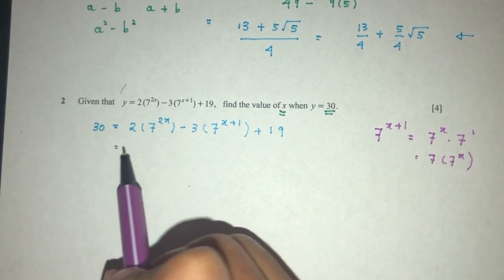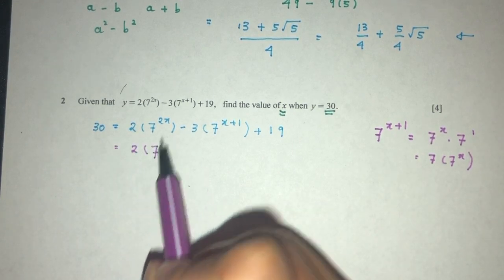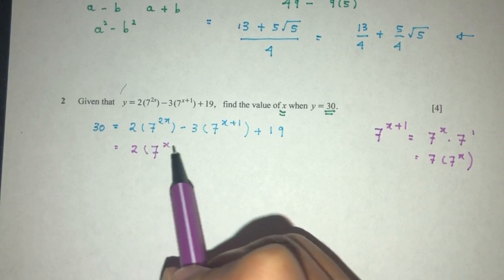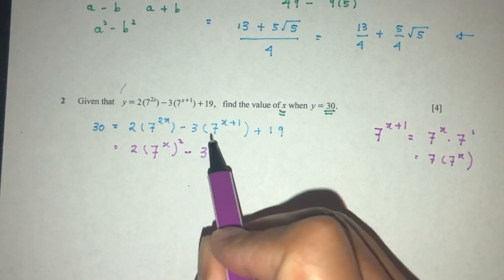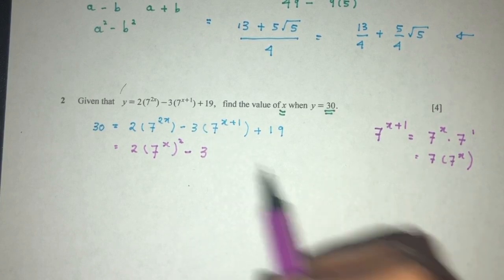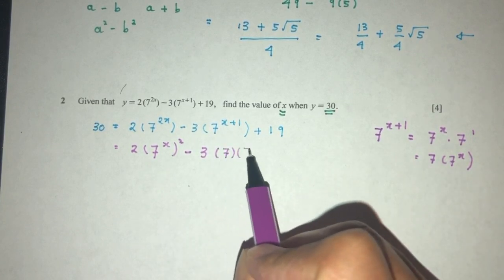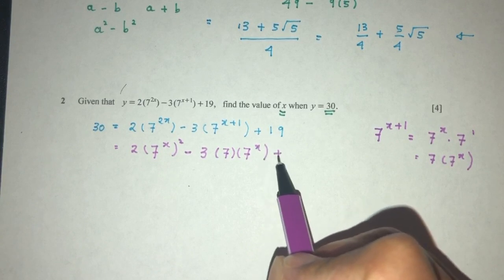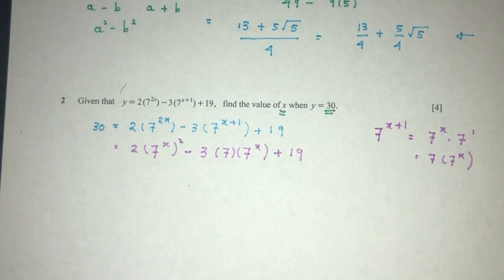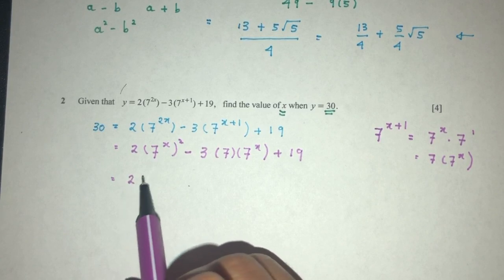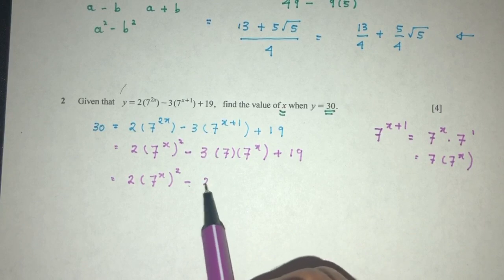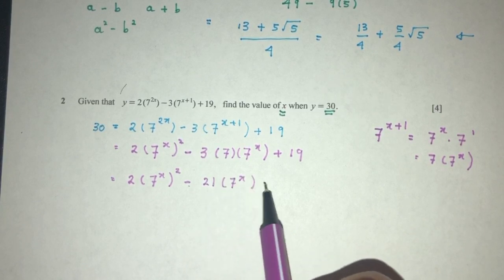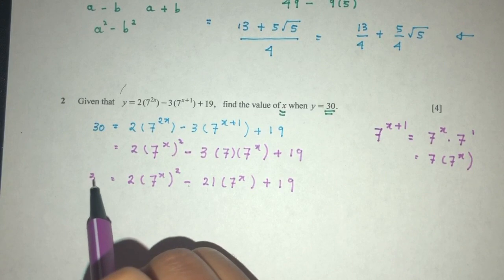Now same thing here, we have 2 times 7. Now we can rewrite this as 7 power x, all squared. It's the same thing, but we can just rewrite it as this. Now minus 3. Now this we have seen, it became this one. So that will be times 7 power x, and plus 19, obviously. Now we can simplify: 2 times 7 power x squared, minus 3 times 7 is 21, 7 power x, plus 19, that will be 30.